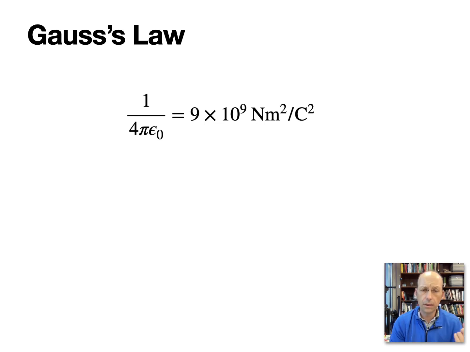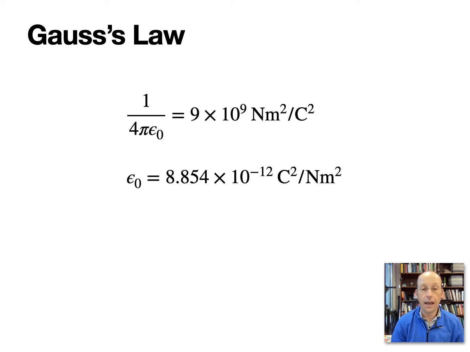So if I have this constant when you look at electric fields, it's 1 over 4 pi epsilon naught. We define that to be 9 times 10 to the 9th newton meter squared per coulomb squared. I can take this and solve for epsilon naught. That's pretty easy. I get 8.854 times 10 to the negative 12th. No big deal there. What if I take that number and multiply it by my flux?